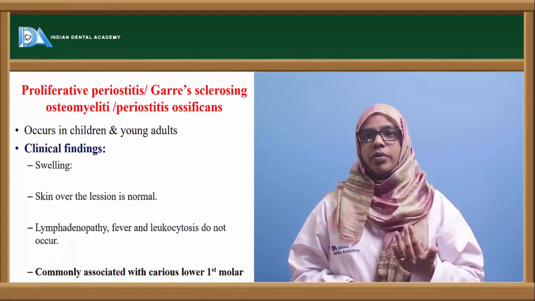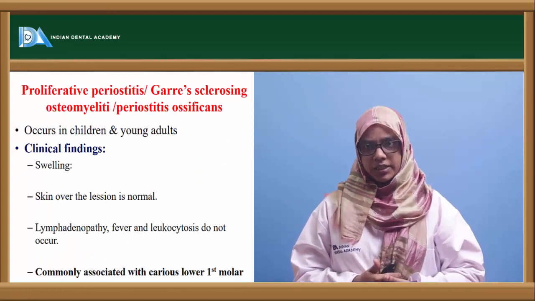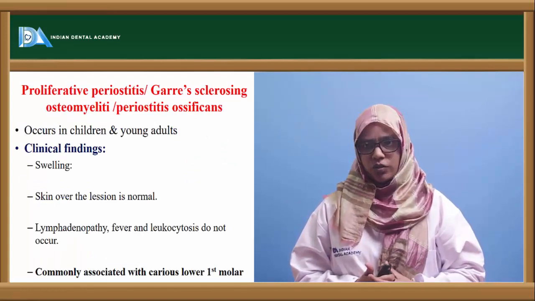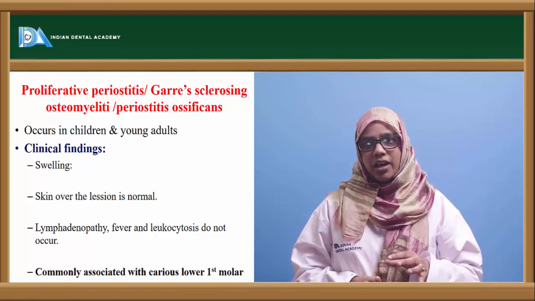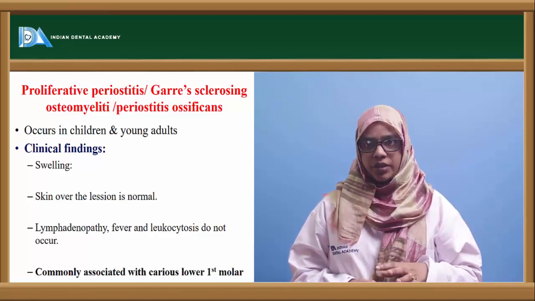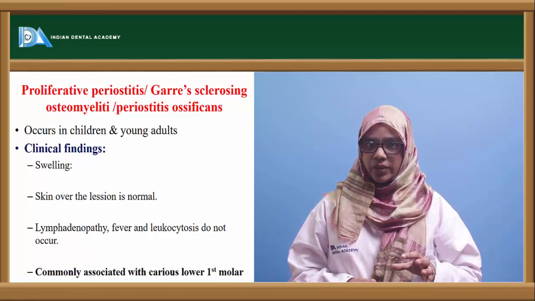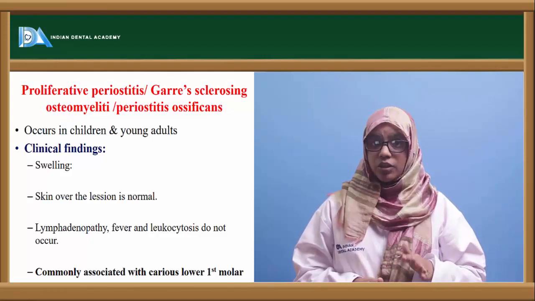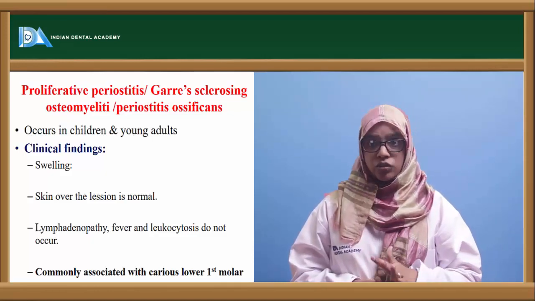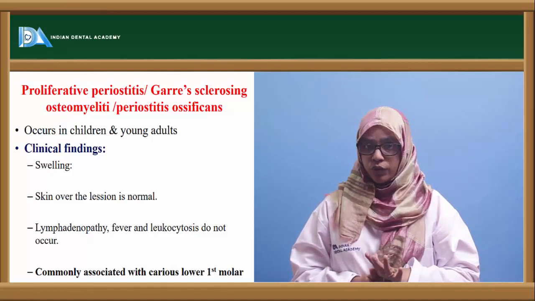Now move on to the proliferative periostitis. It is also termed as Garre's osteomyelitis. It basically occurs in children and younger adults. It is clinically seen as a gradual swelling. The skin overlying the swelling is normal. There is no lymphadenopathy, no fever, no leukocytosis.